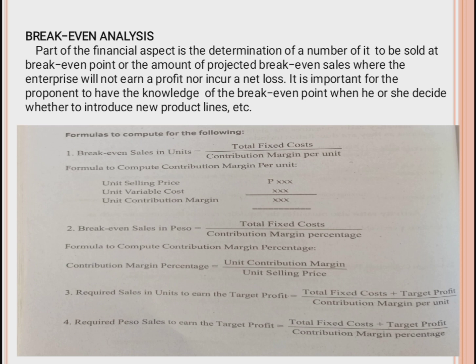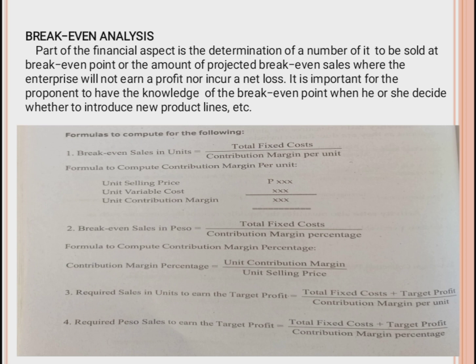Formulas to compute the following. Number 1, break-even sales in units equals total fixed cost divided by contribution margin per unit. Formula to compute contribution margin per unit: unit selling price less unit variable cost equals unit contribution margin. Number 2, break-even sales in peso equals total fixed cost divided by contribution margin percentage. Formula to compute contribution margin percentage: contribution margin percentage equals unit contribution margin divided by unit selling price.